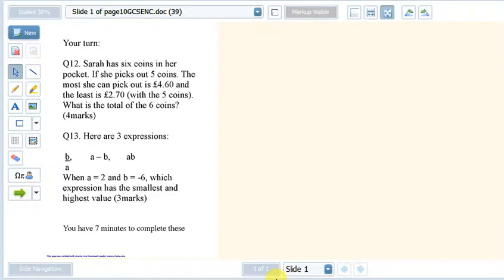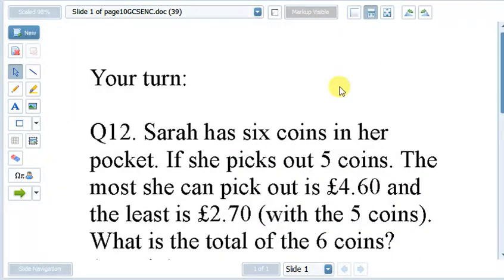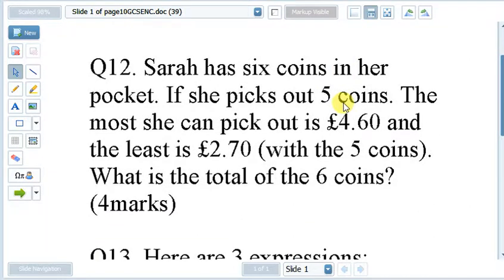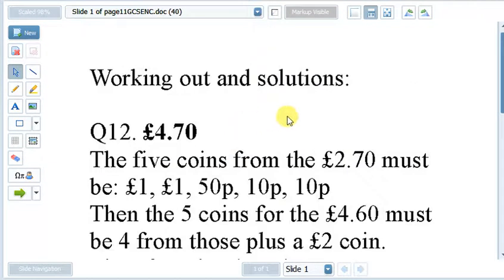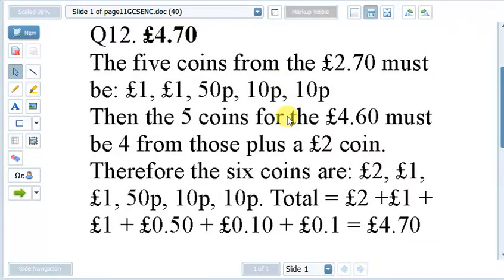Question 12, which you've just had a go at, is: Sarah has 6 coins in her pocket. If she picks out 5 coins, the most she can pick out is £4.60 and the least is £2.70. What is the total of the 6 coins? Now everyone loves a wordy maths question. The way I tackled this question was I concentrated on the £2.70 first. How could I make up £2.70 from 5 coins? You can't make it up using a £2 coin. So I tried 2 £1 coins, a 50 pence and 2 10 pences, which is £2.70.